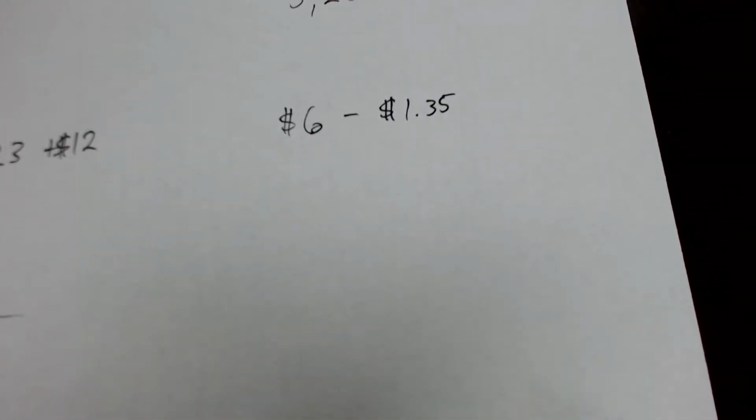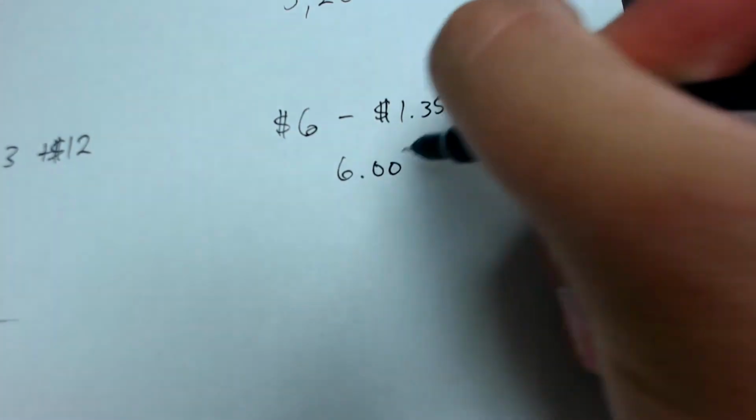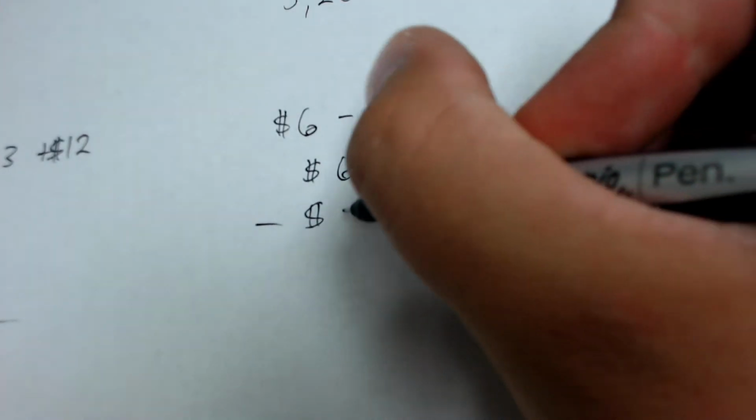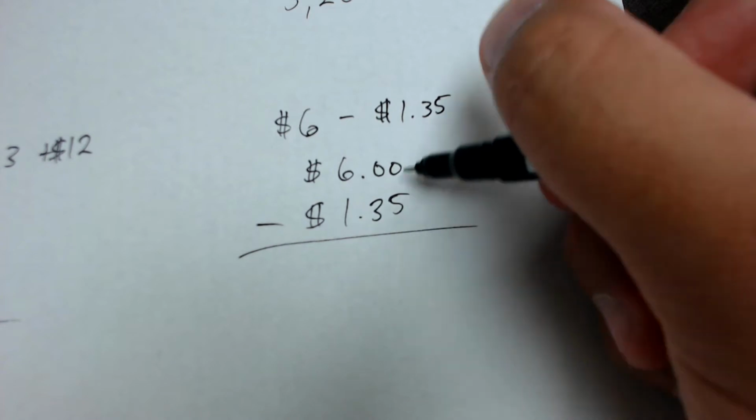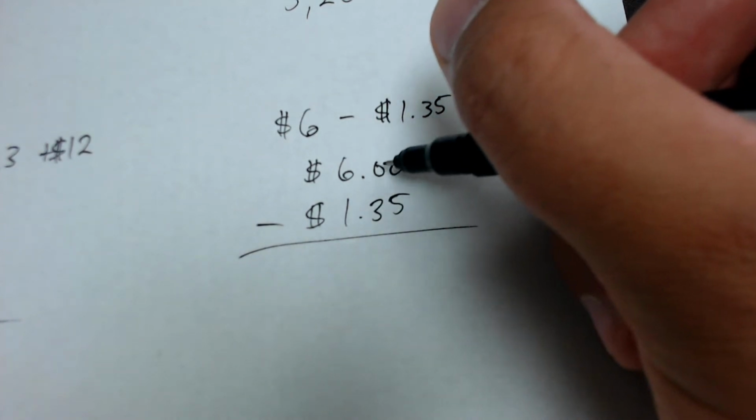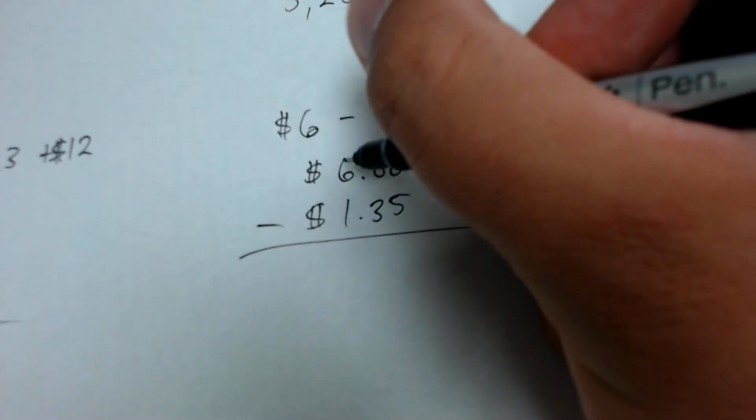They did the same thing but a little bit backwards. We have $6 minus $1.35. So I'm going to take my $6 and go ahead and add the decimal point and the 0 cents. And then I will subtract my $1.35. From here, I notice I can't take 5 from 0. I can't take anything from 0, so I have to take all the way here from my $6.